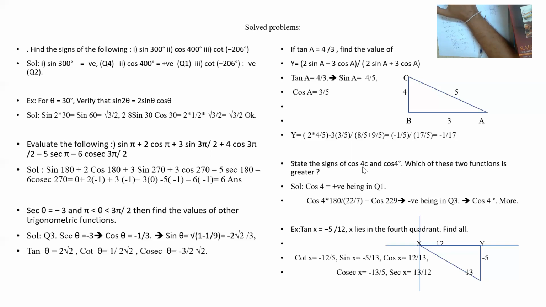Radian is a bigger value because one circle is made into how many radians? 2 pi radians, around 6.5 radians. But it is made into 360 degrees. So a radian is a bigger value than a degree.